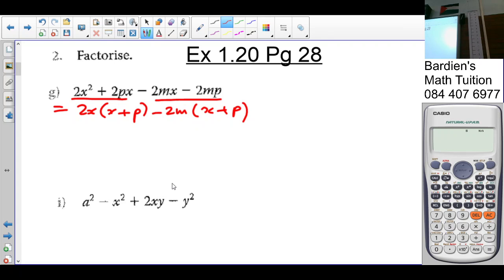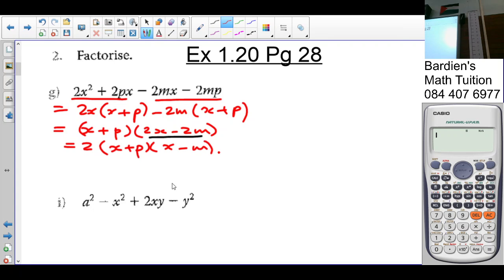Definitely. Okay, you rearrange. That is fine. So what is now common? x plus p. What are we left with? 2x minus 2a. What do you notice about the second bracket? It's a common factor of 2. So it's going to be x plus p, and 2 out as a common factor is going to be x minus a.